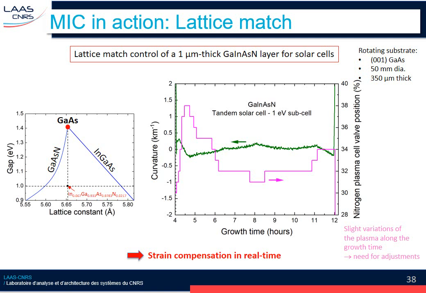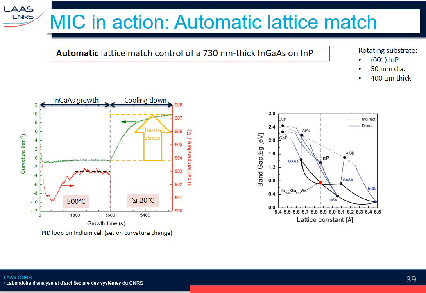And you see that we could tune the lattice parameter quite nicely, so this is very small curvature here, and we could tune this lattice parameter by changing this parameter of the nitrogen plasma cell. This was done by hand, but it is also possible to do it automatically.